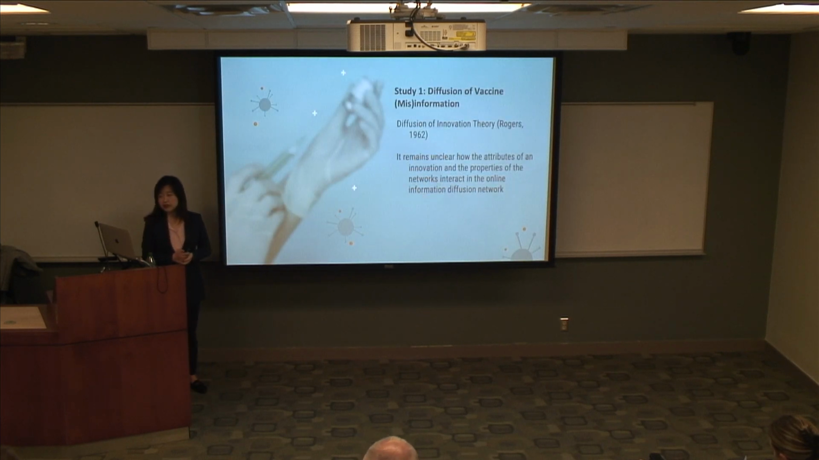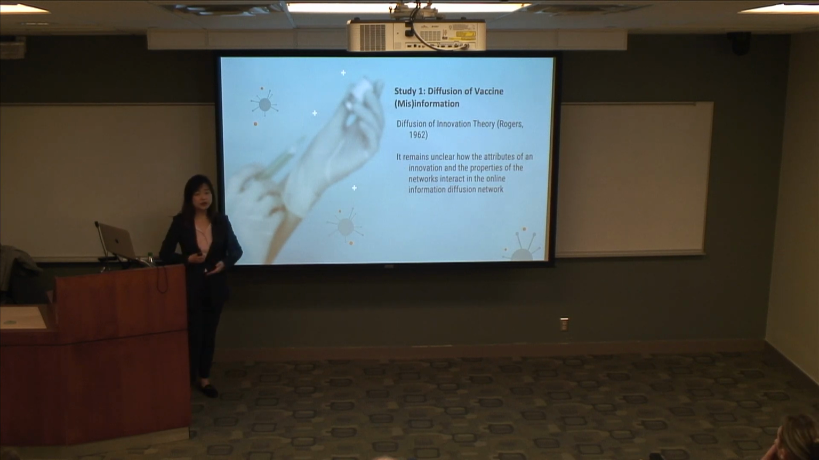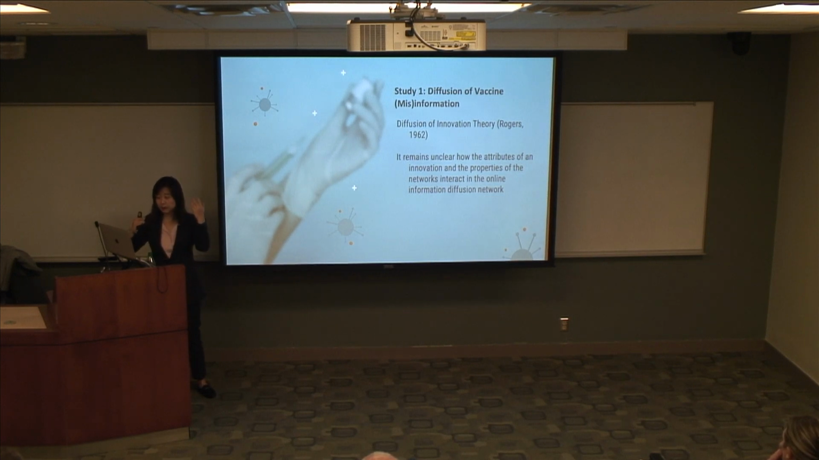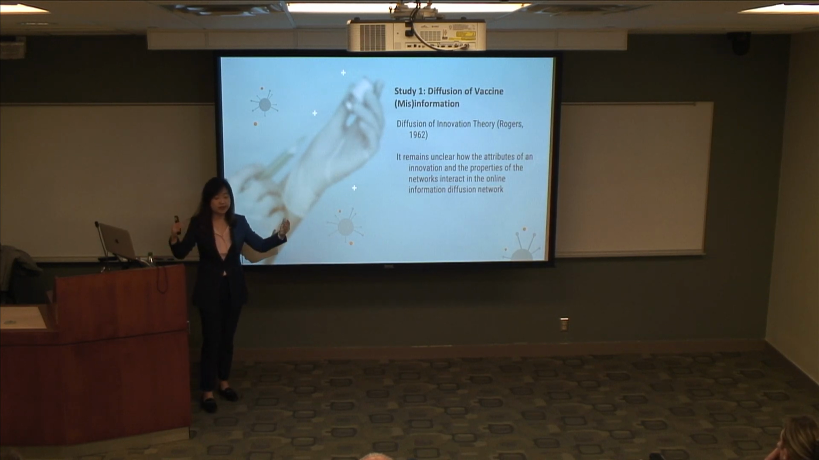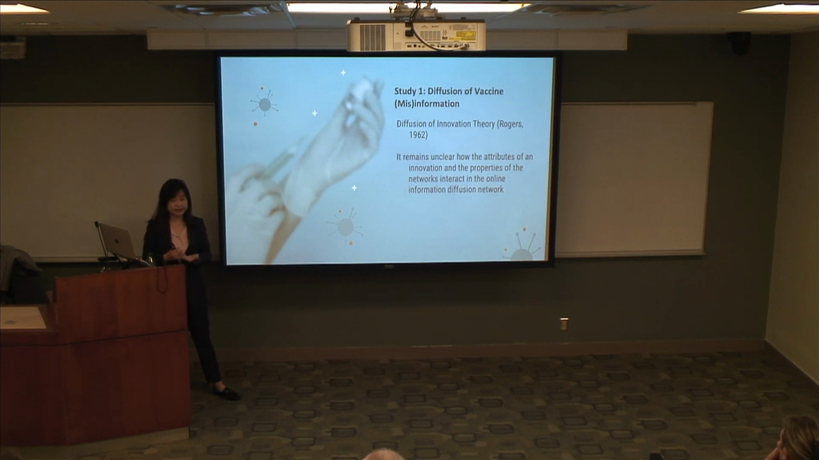behaviors. So the first study is based on the diffusion of innovation theory. The diffusion of innovation theory predicted that the diffusion of innovations depends on not only attributes of an innovation, but also the network through which the innovation spreads or diffuses. So in the context of online information diffusion, it remains unclear how the message features, or the attributes of innovations, interact with network structures, or the properties of the network through which the innovation diffuses, how these two components, network features and message features, interact with each other to influence diffusion-related outcomes.